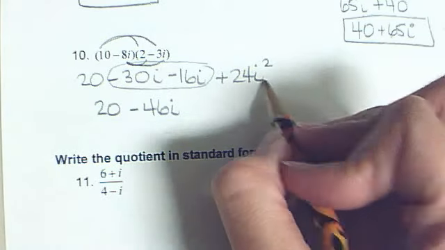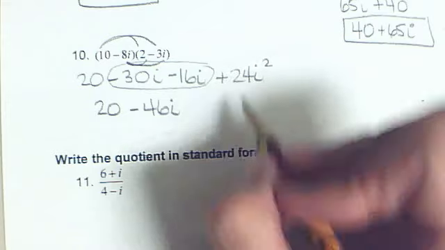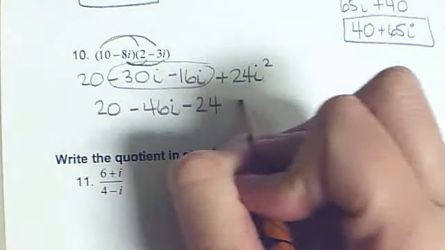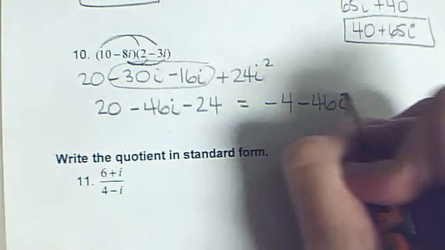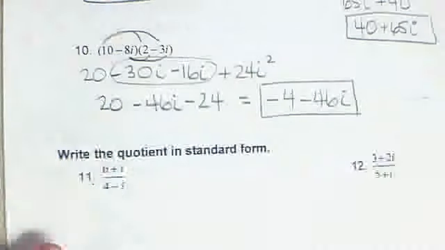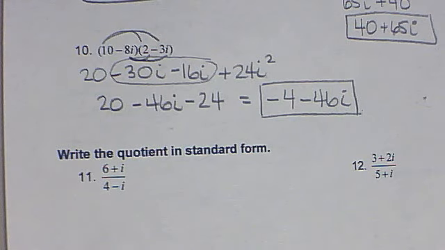And then i squared is negative 1. If I multiply negative 1 times 24, I've got negative 24. And in standard form, my answer would be negative 4 minus 46i. Remember, you don't want to leave i squared in your answer.